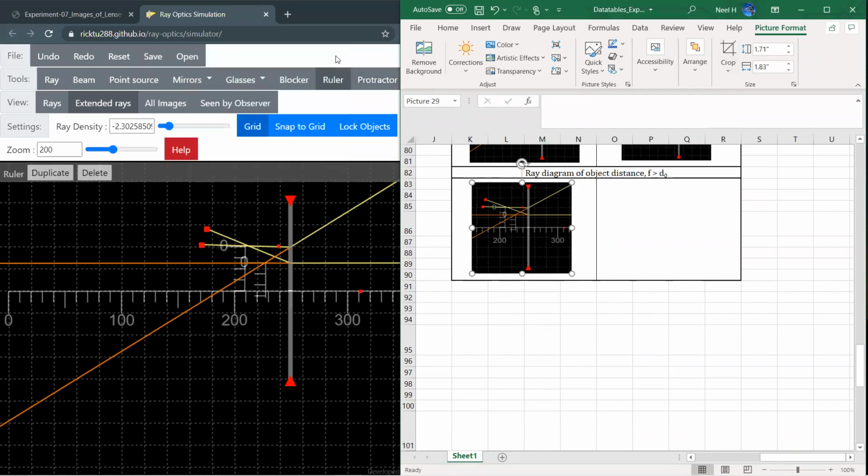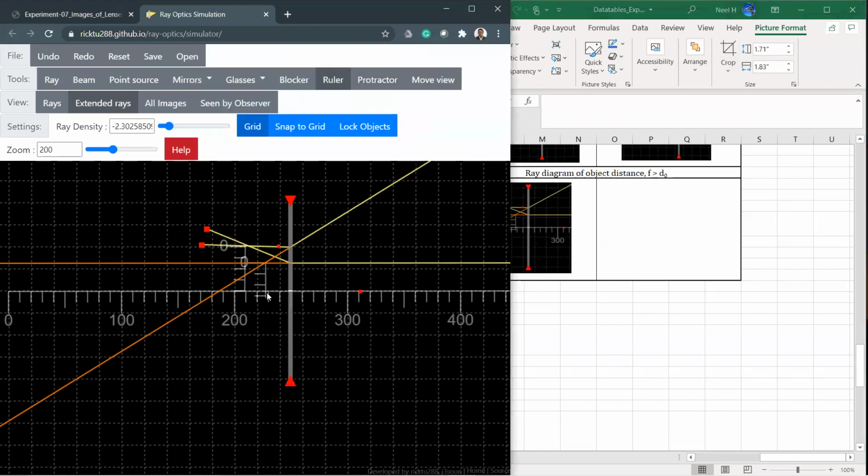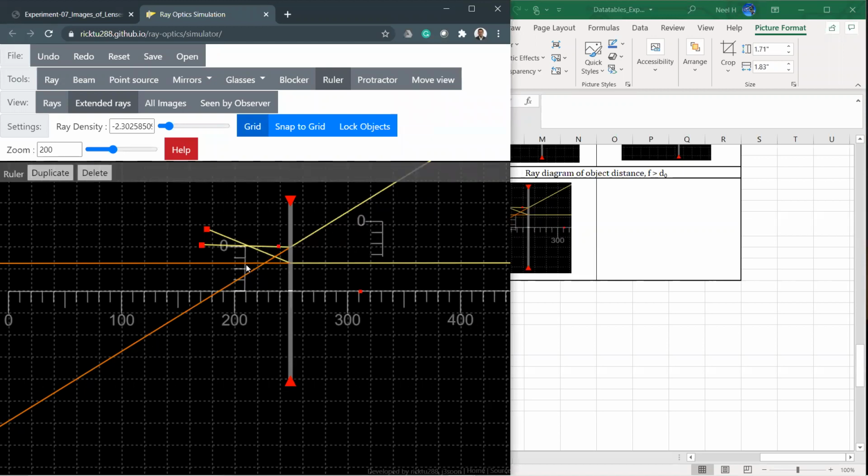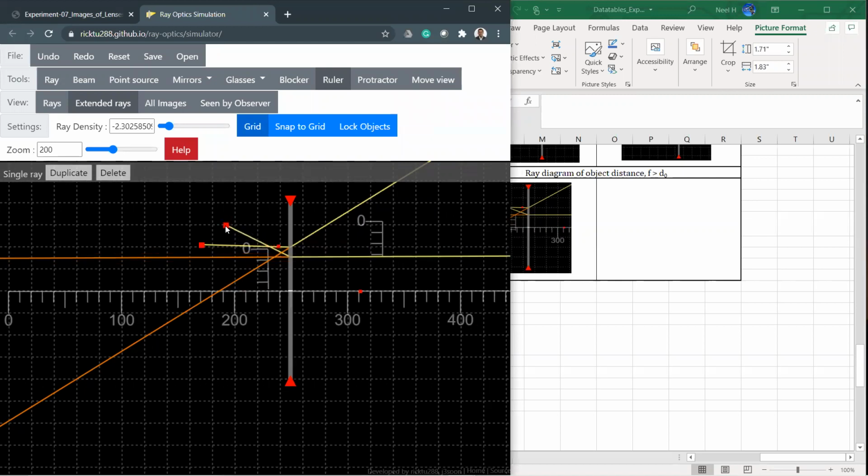Okay. With one last data point, let's bring the object much closer. It should be now at about 2 centimeter location. 2 centimeter location, then this ray should be much further here.